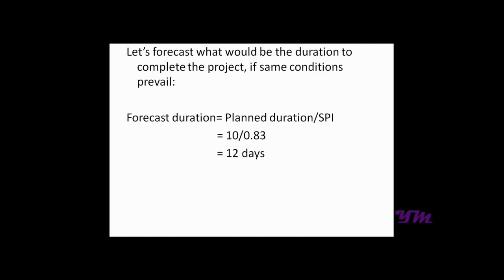So now let's forecast the duration of completion. The planned duration upon SPI gives us the forecast duration, which is 10 divided by 0.83, which gives us a number that is 12 days.